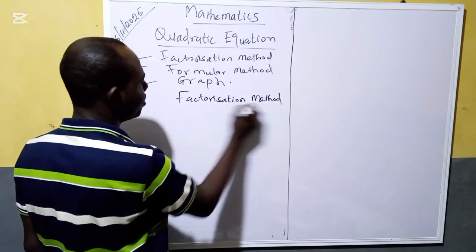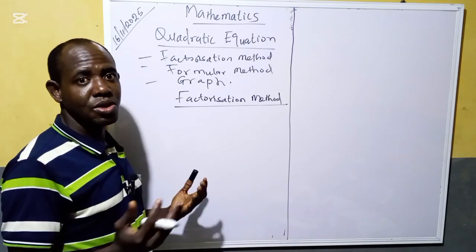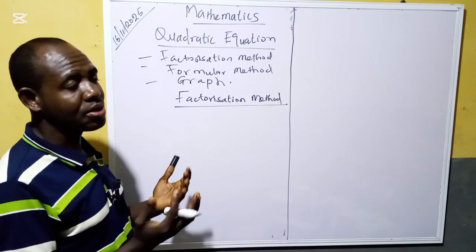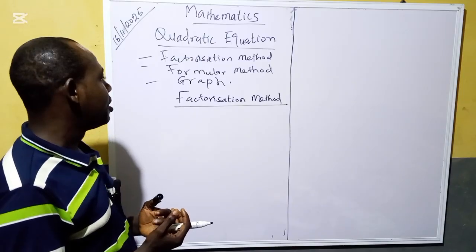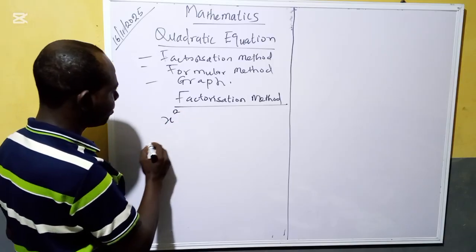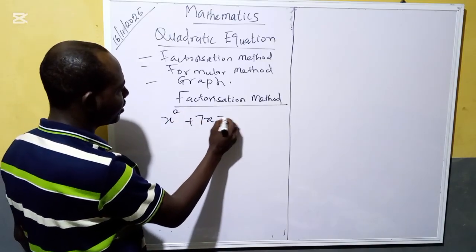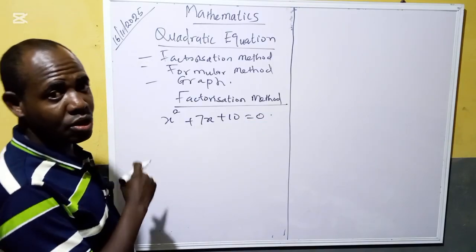Factorization method. Now this method is very simple. You just have to know your multiplication table, addition, subtraction, and there you are. Then I will look at the question. Let's take a question: x squared plus 7x plus 10 equals 0. This is a quadratic equation.